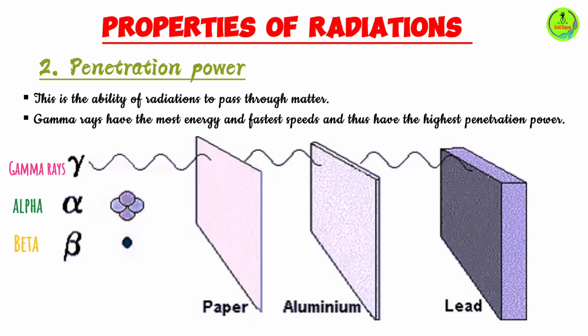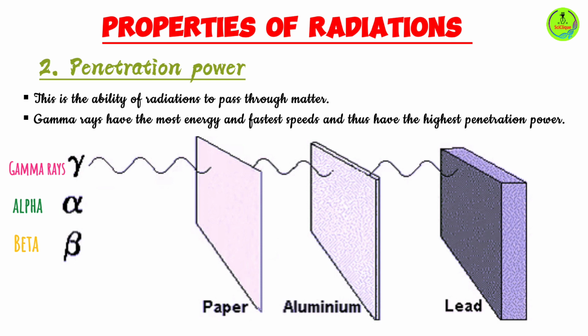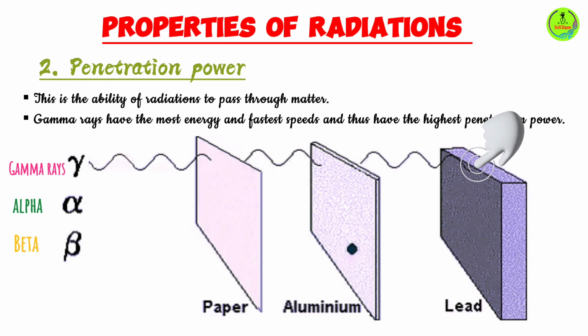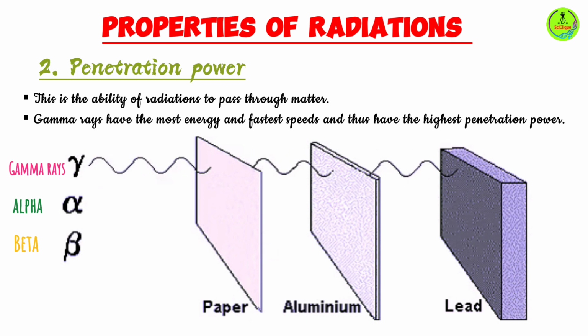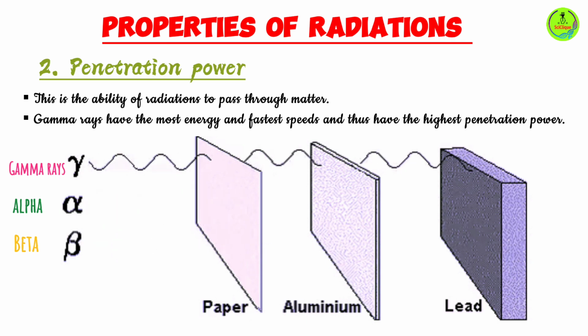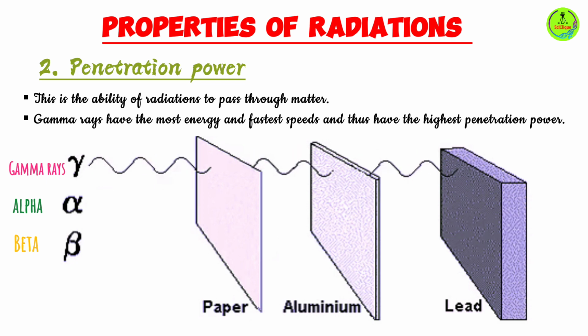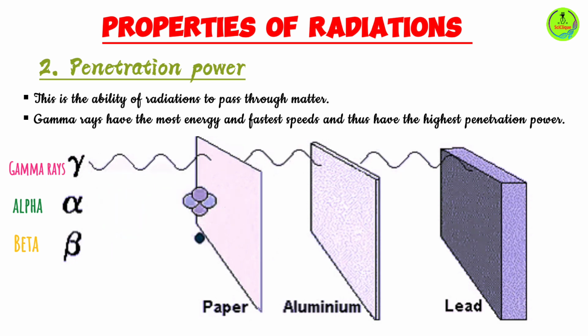Now, out of the three types of radiations, it's the gamma rays that have the highest amount of energy and will therefore have the highest penetration power. These are rays that can pass through even solid objects. They can only be stopped by a block of lead metal that is more than 8 centimeters thick. Now, the reason why they have such a high penetration power is because they have no mass and they move at extremely high speeds.